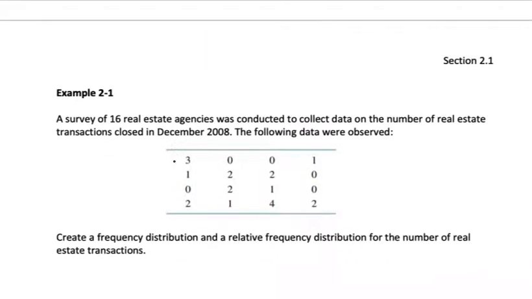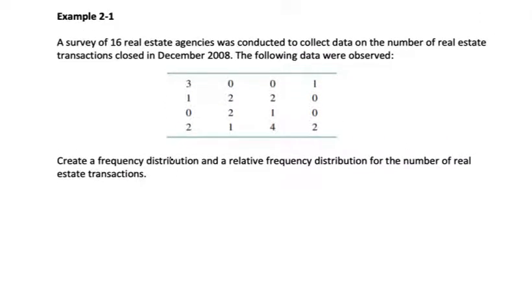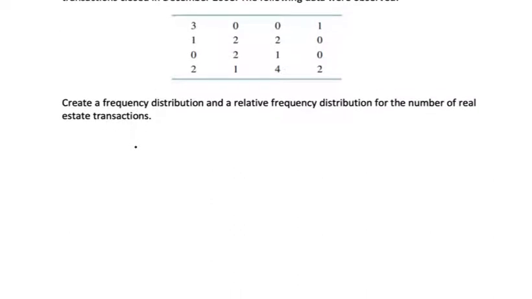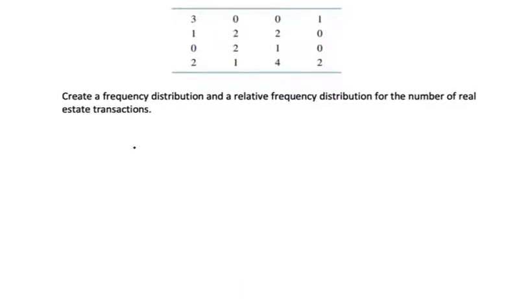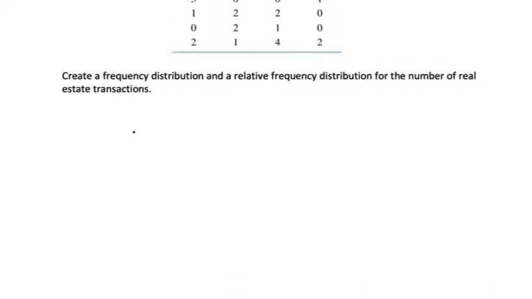So we're going to look at example 2.1. It says a survey of 16 real estate agencies was conducted to collect data on the number of real estate transactions closed in December 2008. The following data were observed. So for example, this 3 represents one real estate agency who reported that they closed 3 transactions in that month. We want to create a frequency distribution and a relative frequency distribution for the number of real estate transactions.